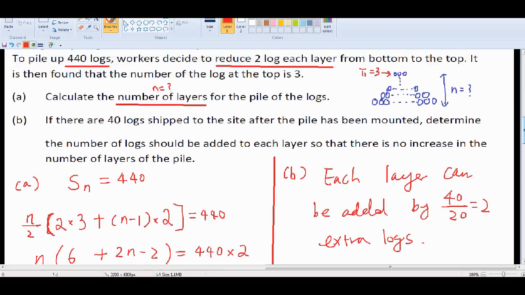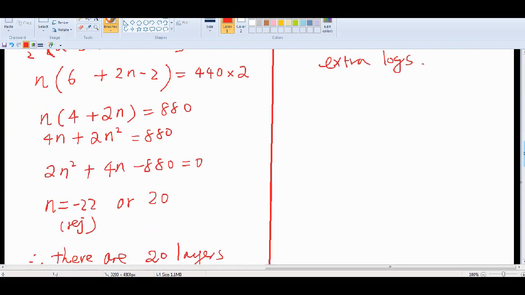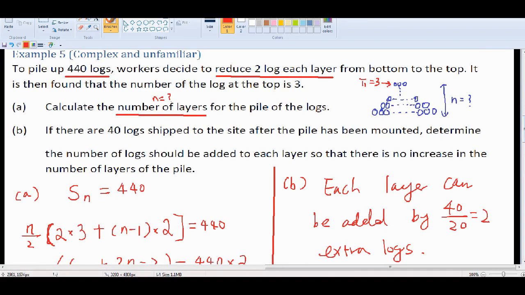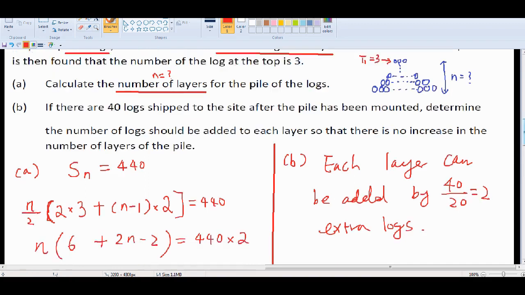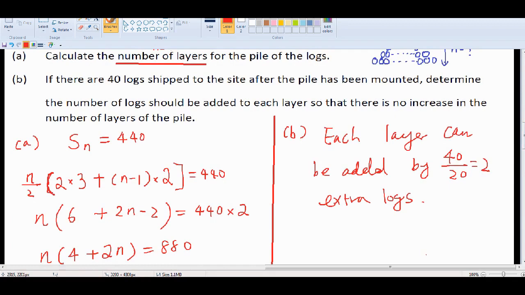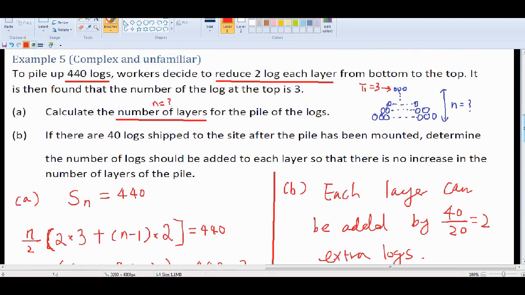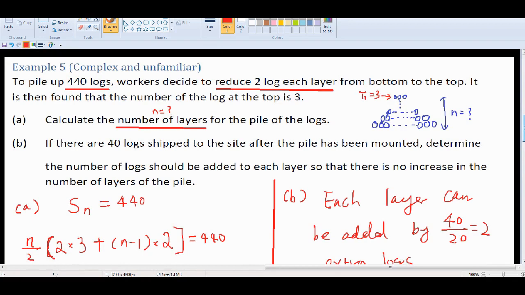So originally the bottom layer is 20. Now you add 2, it becomes 22, right? And the layer above it was once 18 logs, but now you add 2, it becomes 20. So the sequence is still an arithmetic sequence, you just add 2 each time. All right, that's it for our question 5.